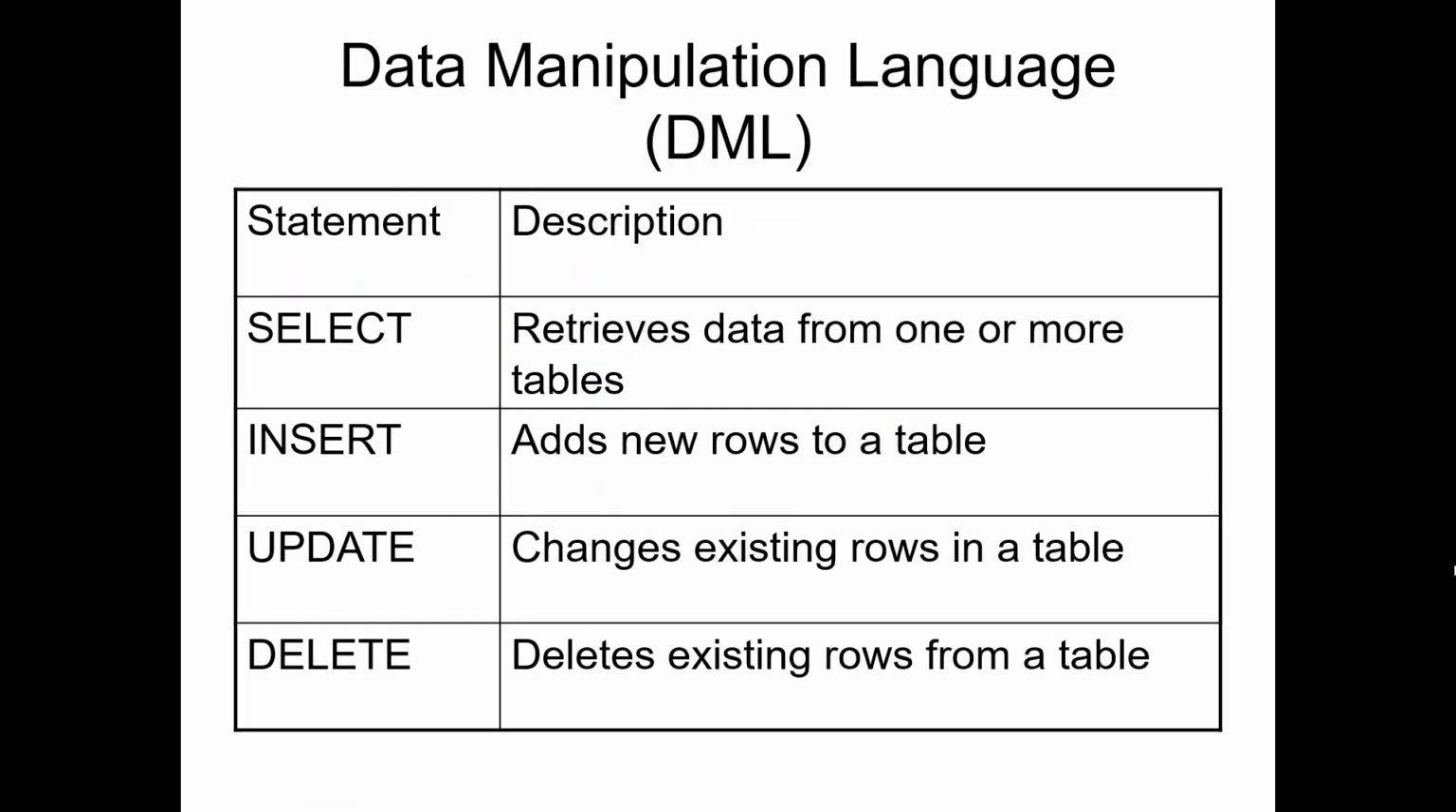Some of the statements that will be used to manipulate the database are listed in this table. For example, we use the statement select to retrieve data from one or more tables, while we use the statement insert to add new rows to a table. The statement update changes existing rows in the table, and the statement delete or drop deletes existing rows from a table. So we can delete rows and drop columns if we need.